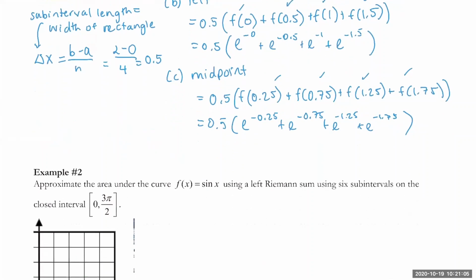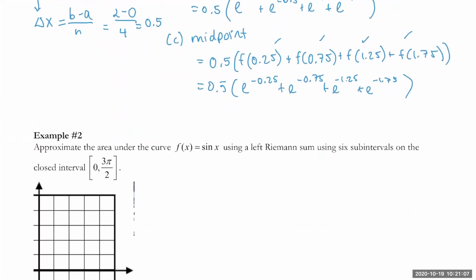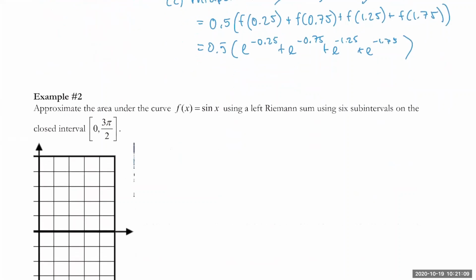Okay, as the last problem, I wanted to make sure we could get to this problem. This is going to ask us to only do the left Riemann sum, and most of the times it's just one of those. It's either left, right, or midpoint. They don't usually have you do all of them. So approximate the area underneath the curve of sine of x using left Riemann sums, 6 subintervals on the closed interval from 0 to 3 pi over 2.